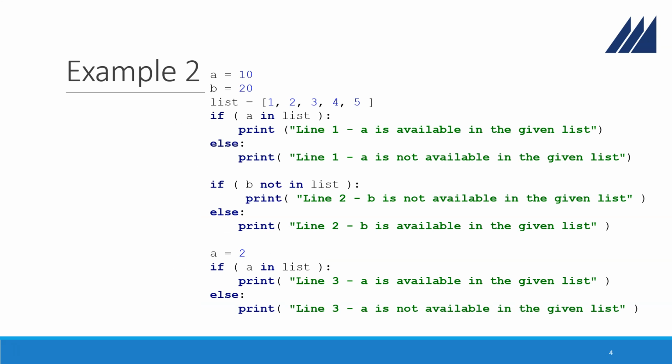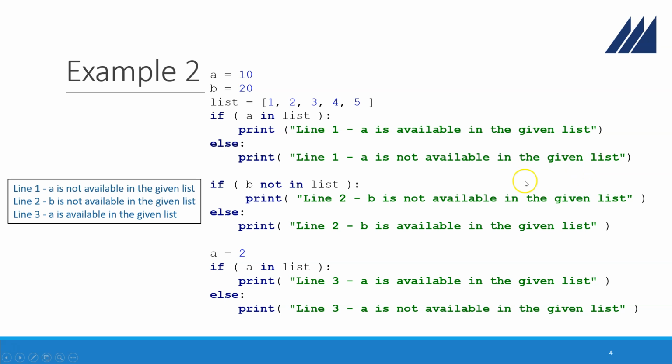Here's a bigger example over here, kind of a program. You can write it in a program. I have two variables over here, a equal to 10, b equal to 20, and then I have a sequence, which is a list. As you can see, it's a list because it's between square brackets. Here I'm using if statements and if else statements. The first one is asking if a in list, is 10 in this list? The result is false. So it's going to skip this one and go to the second branch. The program is going to print line 1, a is not available in the given list.